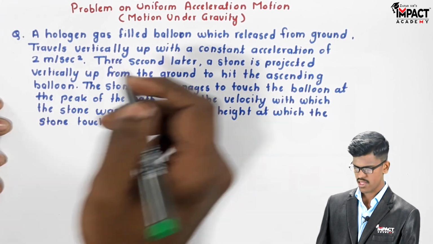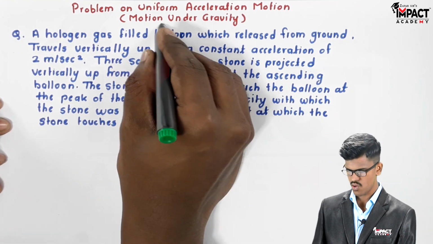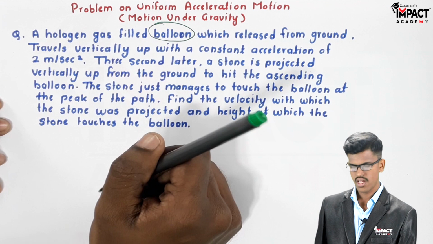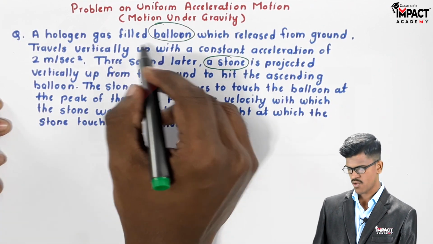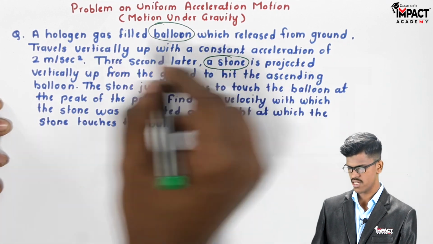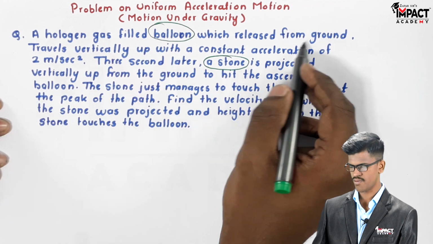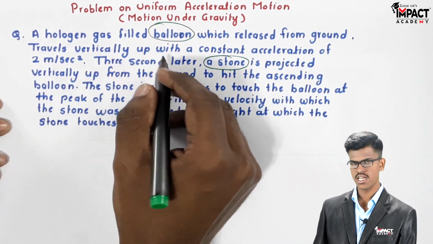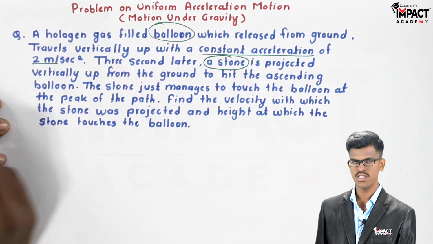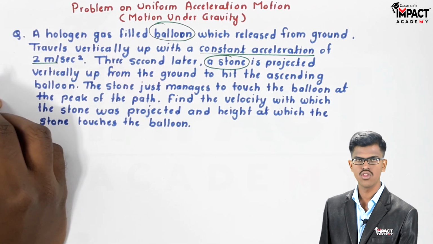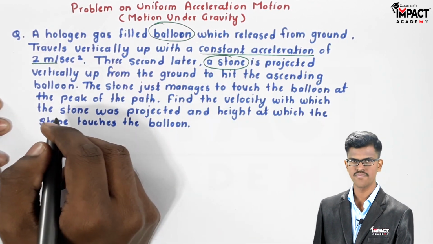So here in this question, two bodies are involved. The first body is a balloon and the second body is a stone. In the question, they mention the balloon is filled with halogen gas, released from the ground, and travels vertically up with a constant acceleration of 2 meter per second square. So the motion of the balloon is a uniform acceleration motion.